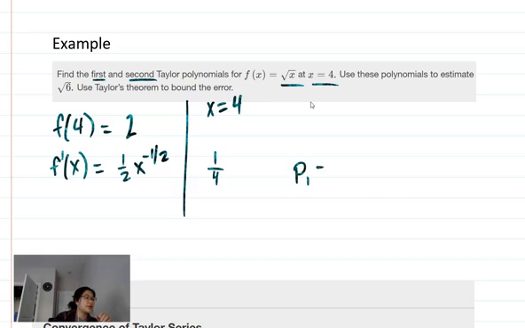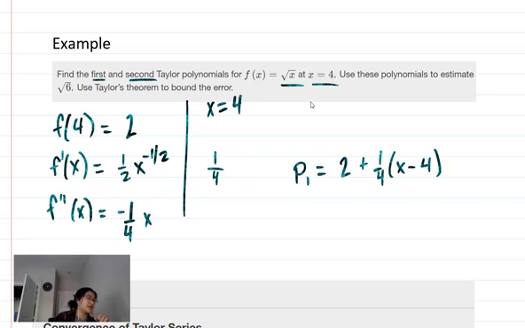So our P1 is going to be 2 plus 1/4 times (x minus 4). And then our second derivative is negative 1/4 x to the negative 3/2. And so evaluating this, we end up with negative 1 over 4 times 1 over, what is 4 to the 3/2? 4 to the 3/2 is 8. Yes, 8. Okay. So then we end up with negative 1 over 32.